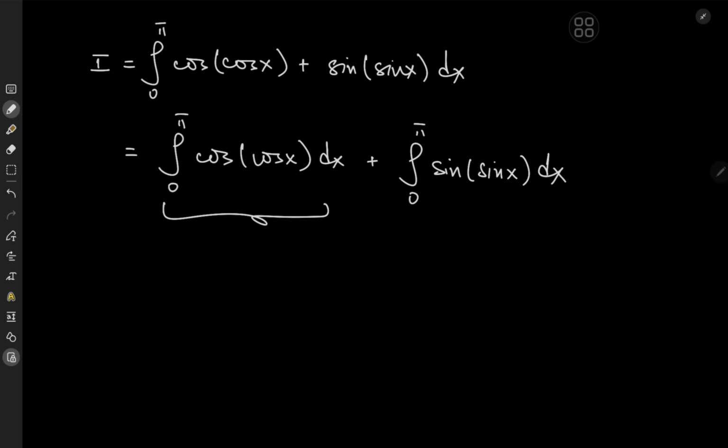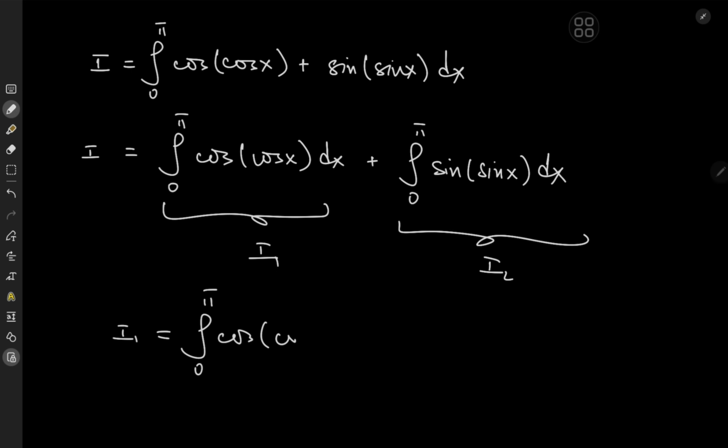I'll call this one here I sub 1 and the other I sub 2. So both of these are really interesting integrals. But how do we go about solving them? Let's start off with I sub 1. So I sub 1 equals the integral from 0 to pi of cosine of cosine x dx.